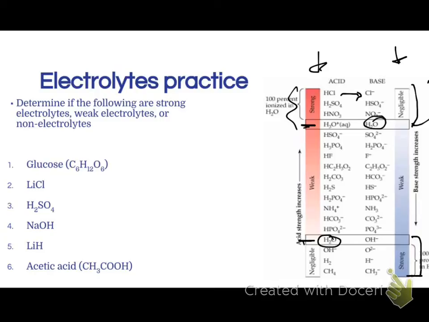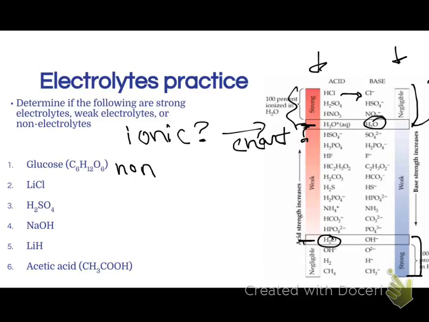And so to figure out if something is an electrolyte, I need to ask myself, is it ionic? If the answer is no, then I want to see, is it on the chart? Is it an acid or a base? If it is, then it's an electrolyte of some sort. If it is not, then it's probably a covalent compound. So let's see, glucose, they give us the formula there, it's kind of like sugar. Glucose is not in the acid-base chart at all, so I'm going to guess this must be a non-electrolyte, since it's not on the chart and it doesn't have a metal in it to be ionic.